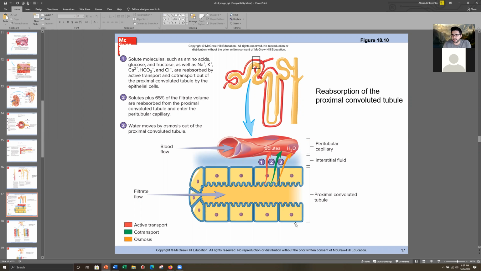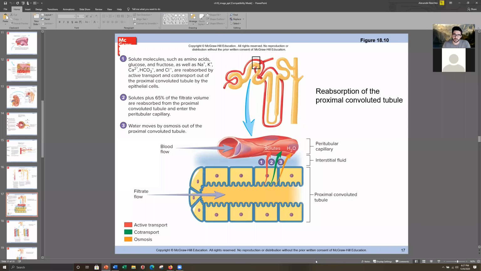So the red and green arrows are going to indicate where salts are going to be getting reabsorbed back into either the bloodstream or into the interstitial space. And then orange is just going to be the movement of water. So red and green, things like active and co-transport. Active transport would be for things like different kinds of salts, like sodium, chlorine, potassium, those kinds of things.